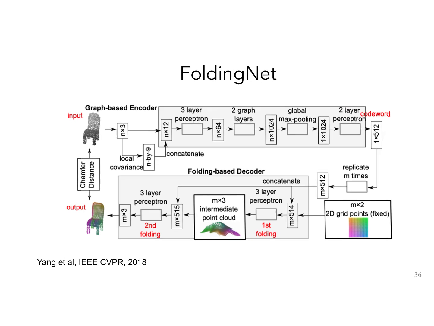So here I just want to end the lecture with some applications that I think are quite interesting, and some of them are from computer graphics. This is a graph encoder with a folding-based decoder. So what is the folding-based decoder doing?